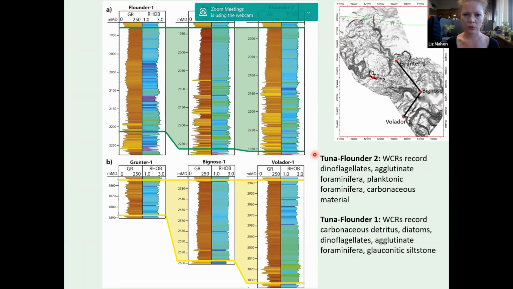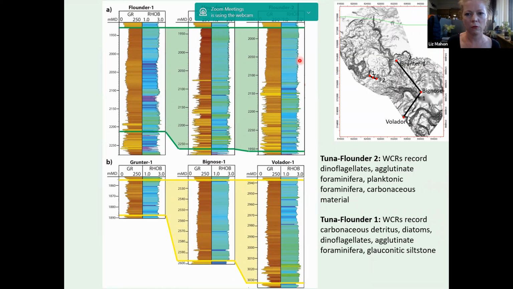So we looked at well logs through the Flounder Formation in both these channels, Tuna Channel 1 and 2. And this is what we found. This basal yellow one here is Tuna Channel 1, which is the older of the channels. We see the gamma ray response is consistently fairly high, so it tends to be fairly silty, muddy. We have a couple of minor interbeds of sandstone. And when we looked at the industry reports for these wells, they reported carbonaceous detritus, diatoms, dinoflagellates, agglutinated foraminifera, and glauconitic siltstone throughout the Flounder Formation.